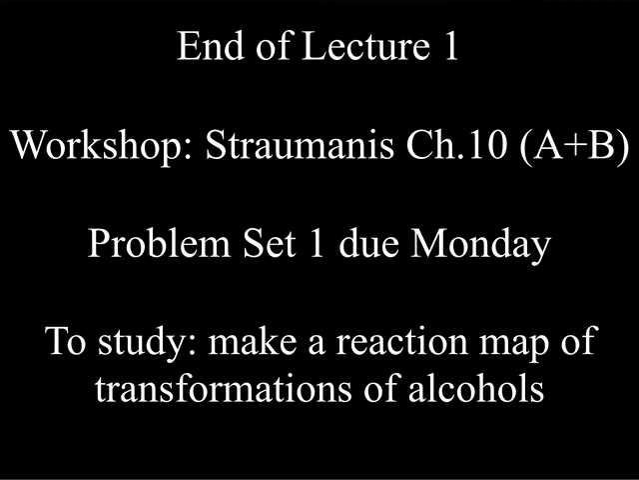To study, I would recommend making a reaction map of transformation of alcohols. In Chem 304, I gave you my own handmade reaction maps for SN1 and elimination, as well as alkene reactions and alkyne reactions. I'm going to let you try to make these reaction maps for alcohols on your own. We're going to do more reactions of alcohols in the next chapter, so you can maybe combine the two into one big reaction map. Good luck.